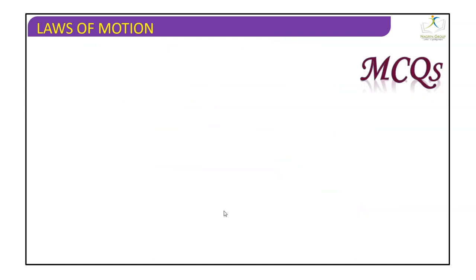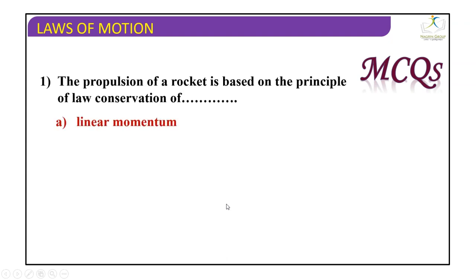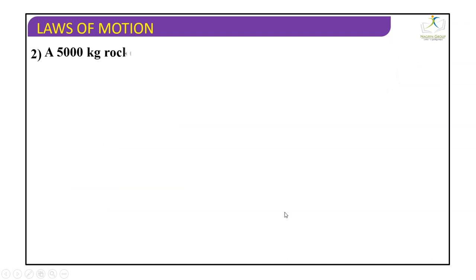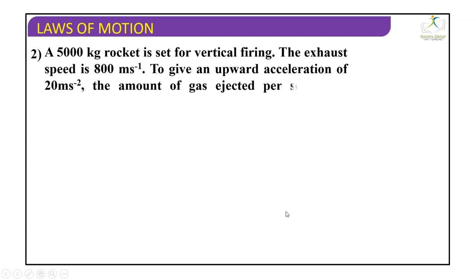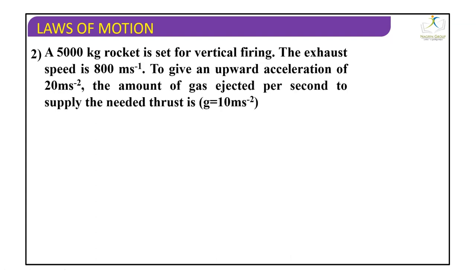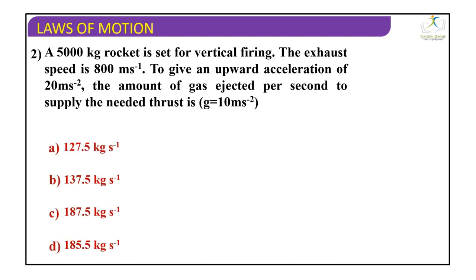Now moving on to the multiple choice questions. The first question is: the propulsion of a rocket is based on the principle of the law of conservation of? The options are linear momentum, velocity, angular momentum, mass. The correct answer is linear momentum. Next question: a 500 kg rocket is set for a vertical firing. The exhaust speed is 800 meter per second to give an upward acceleration of 20 meter per second squared. The amount of gas ejected per second to supply the needed thrust is? Here are the options. The correct option is C.